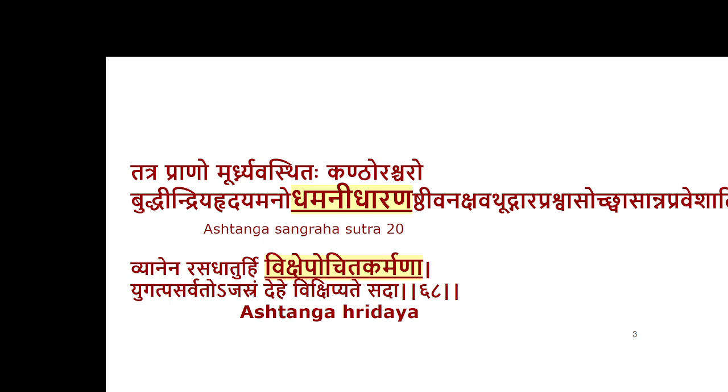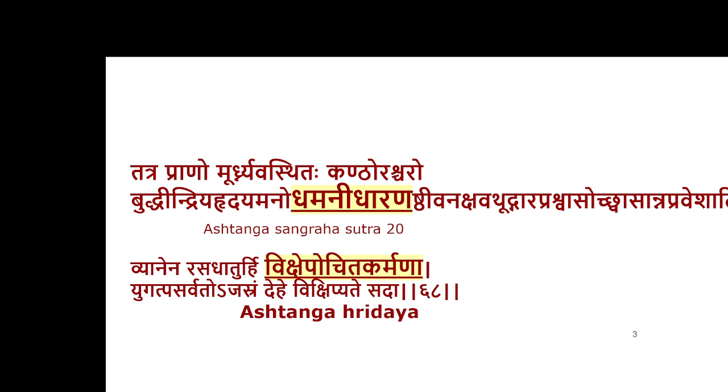Now, a further description about these srotas can be seen in the Samhitas. In Ashtanga, there is a description of these functions in the context of pranavata. Tatra pranaha murdhyavasthitah kantha urascharah, buddhi indriya mano hridaya manaha dhamani dharana. That word dhamani dharana, maintenance of the circulation, is one of the important functions of the pranavaha srotas.